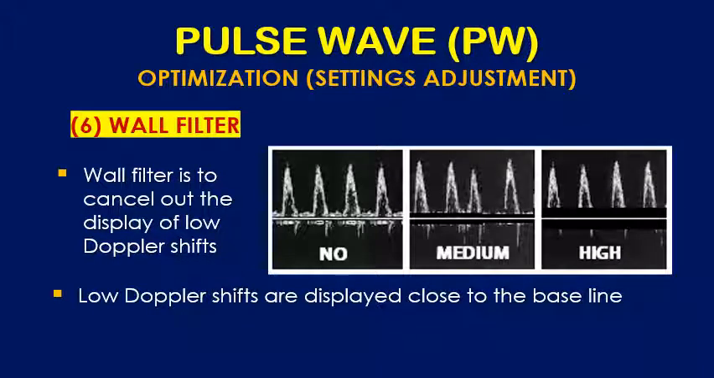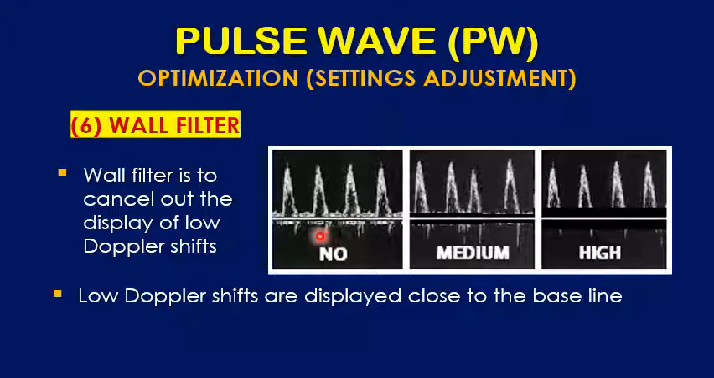Number 6, we have what we call the wall filter. The wall filter is recommended to remove some of the lower Doppler shifts that are displayed near the baseline. They might sometimes represent the clutter that is shown near the baseline. But be careful here, because as you remove the clutter with the wall filter, you might also remove some useful information. For example, in this picture here I have three settings of the wall filter at the same display.